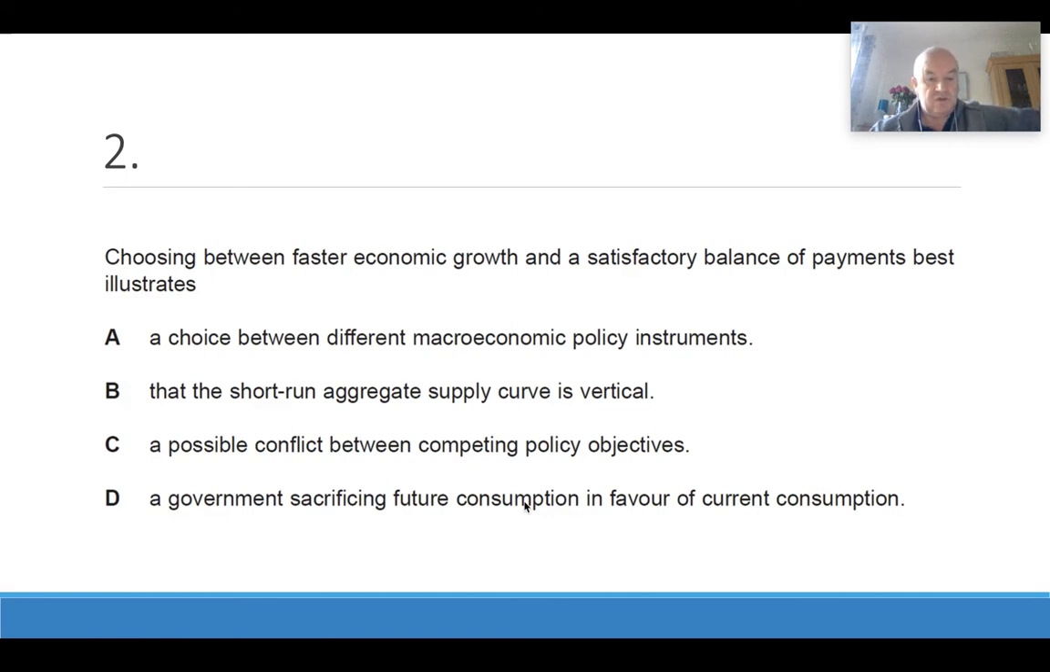Question 2. Choosing between faster economic growth and a satisfactory balance of payments best illustrates what? A possible conflict between competing objectives. Okay, so in that instance, that is the most suitable answer to the question, and that's the process for that one. So that one should be C. The answer should be C.